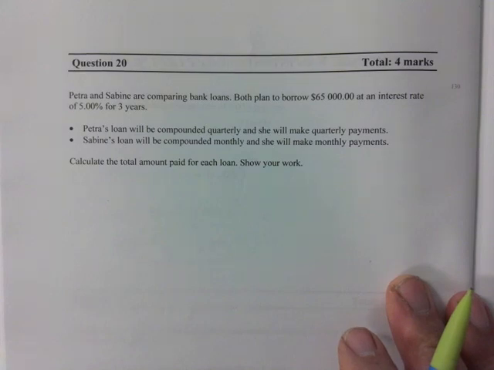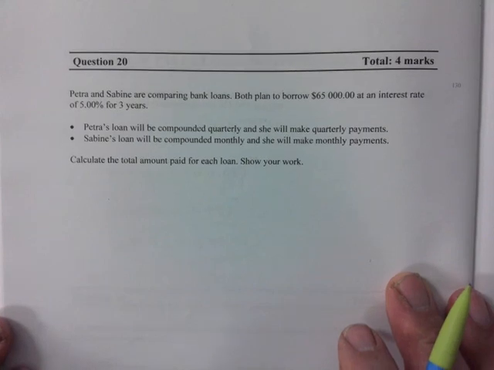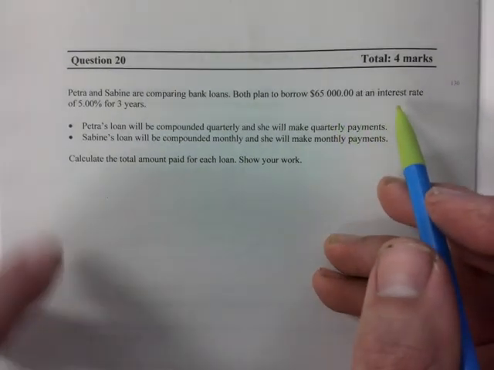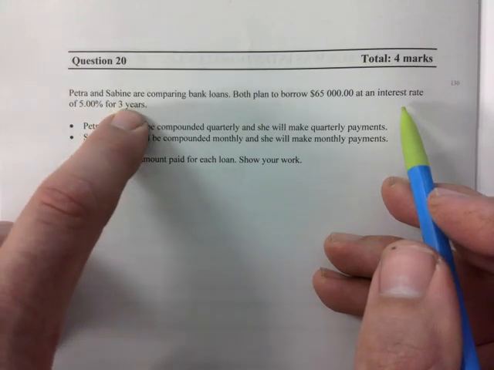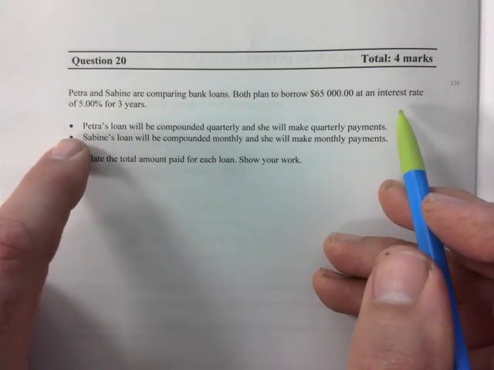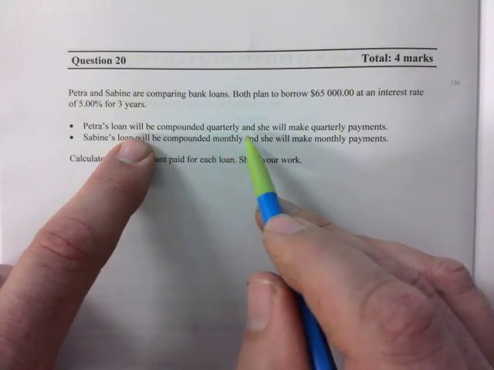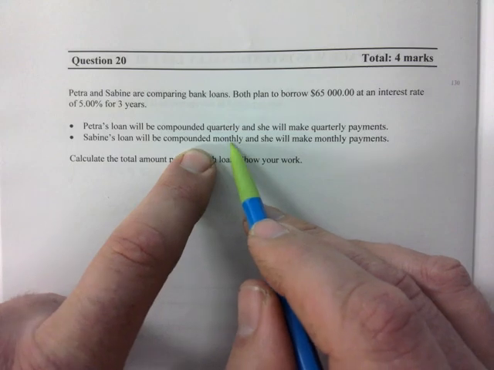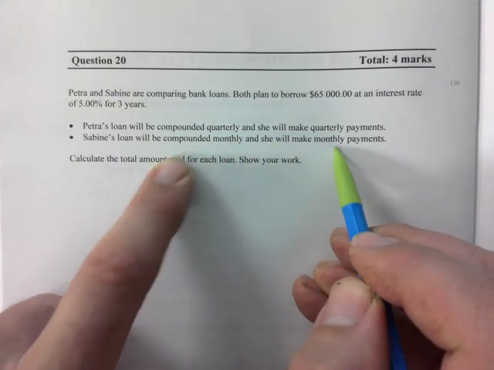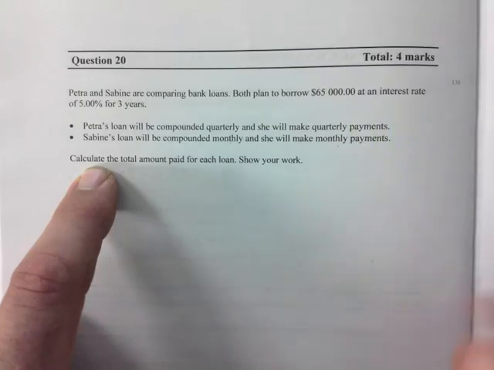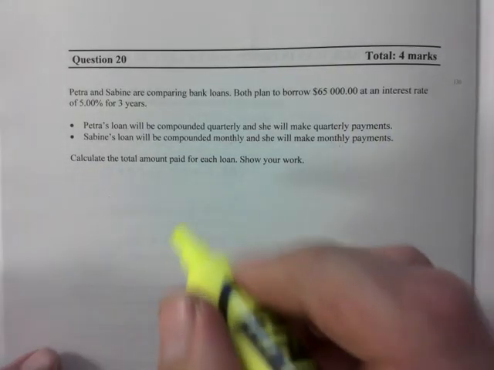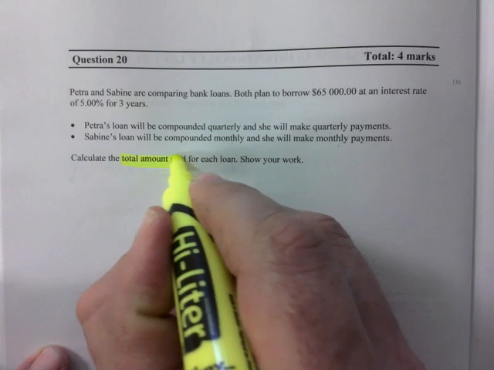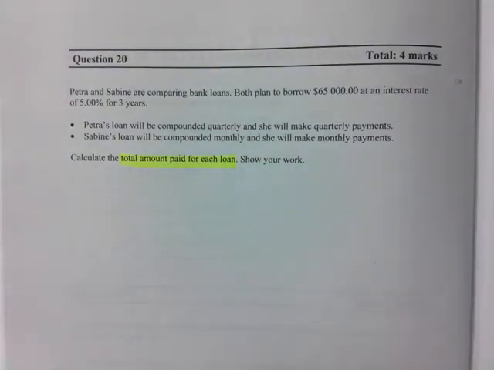Question 20. Petra and Sabine are comparing bank loans. Both plan to borrow $65,000 at 5% over 3 years. Petra's loan will be compounded quarterly and she will make quarterly payments. Sabine's loan is compounded monthly and will make monthly payments. Calculate the total amount paid for each loan. Show your work.